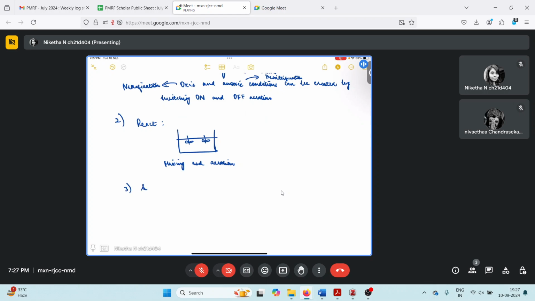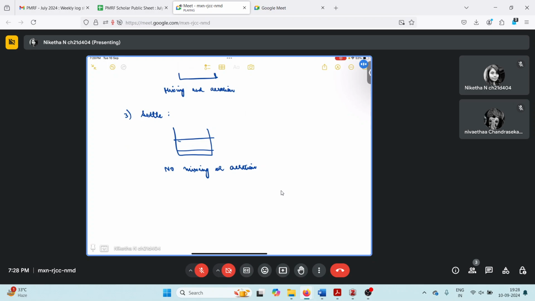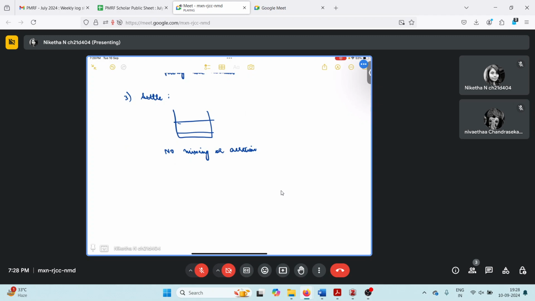And then the third step is called the settle. So here the sludge is allowed to settle at the bottom. There will be no mixing or aeration, no movement at all. Only the sludge will be allowed to settle, and even the influent is not allowed to enter, so it is completely closed.